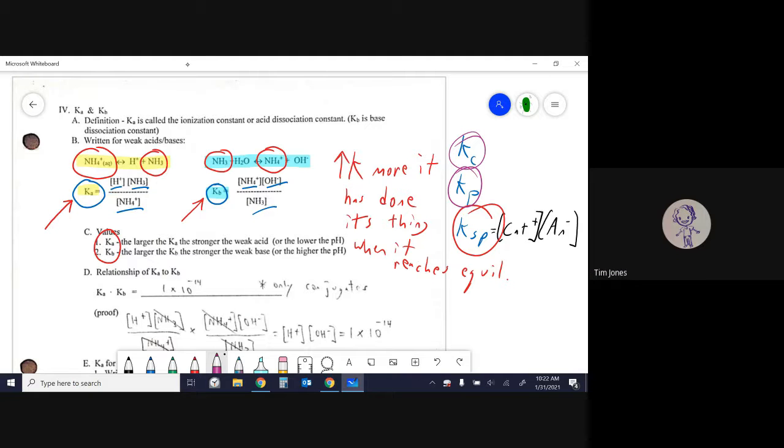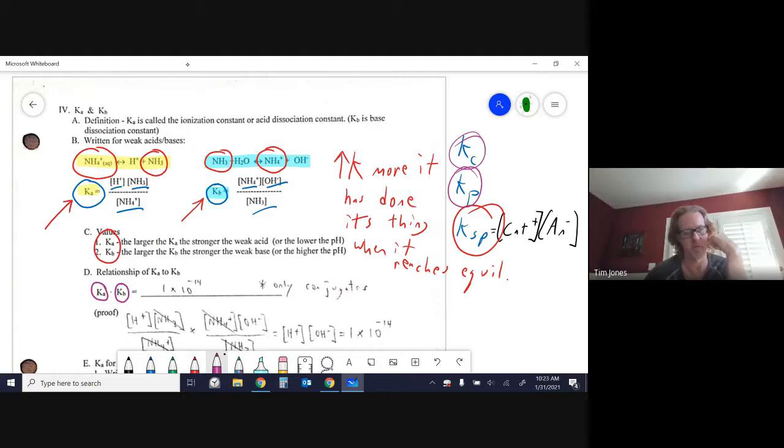Now, it turns out there's actually a mathematical relationship between these two things, which is going to be useful. The Ka of a weak acid times the Kb of its conjugate base is always going to equal 1 times 10 to the negative 14. And notice I said only conjugates. You can't take the Ka of some acid and the Kb of some random weak base. That doesn't work. They have to be a conjugate pair.